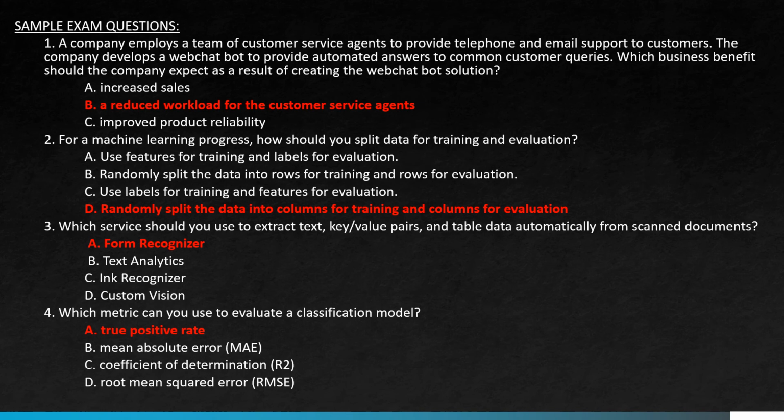Second question: for a machine learning process, how should you split data for training and evaluation? In this case, the correct answer is D: randomly split the data into columns for training and columns for evaluation.